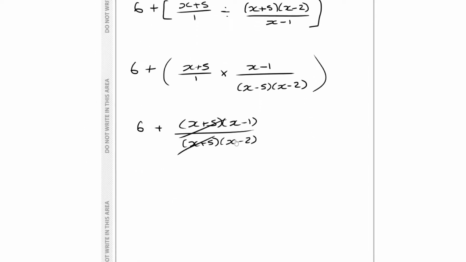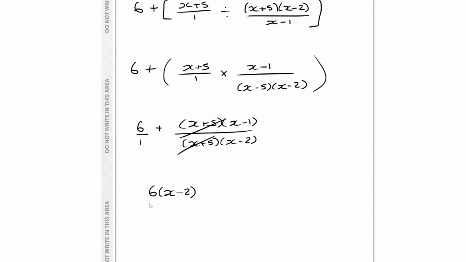Now the only thing then to do is to get the 6 as part of the fraction, because obviously they want it as one fraction, don't they? If you ever want to make anything into a fraction, just put it over 1, and then that gives you a starting point. So the denominator is going to be x minus 2. How do I go from 1 to x minus 2? Well, I just times it by x minus 2.